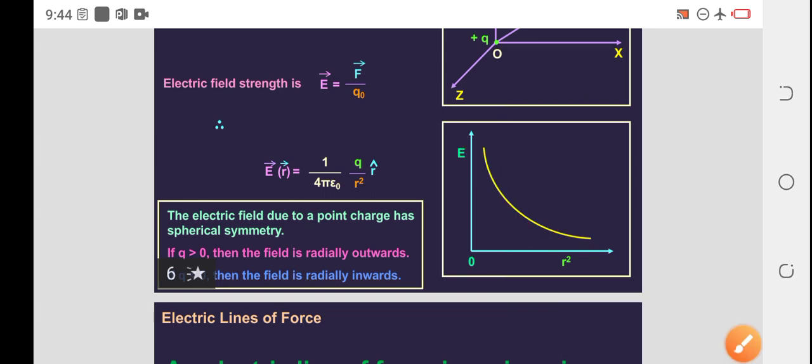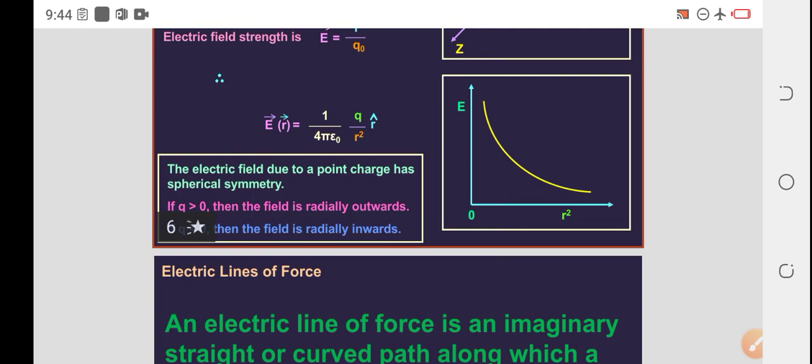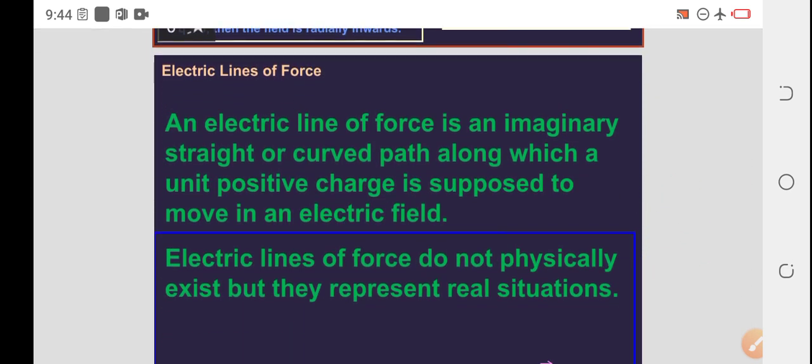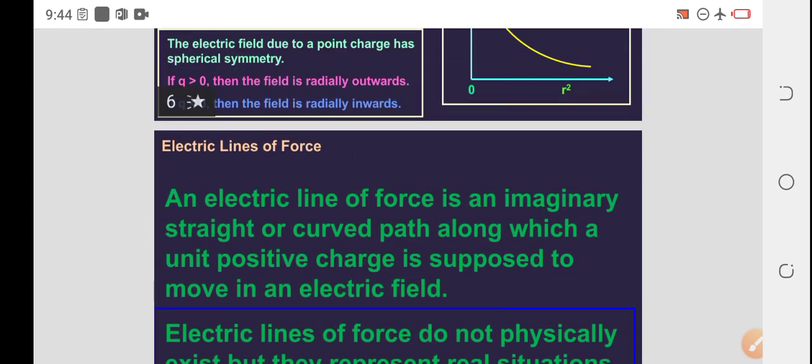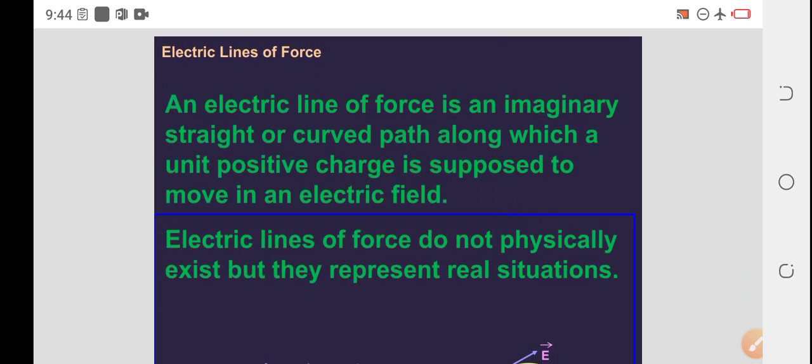If you plot a graph between E and R square, then it is indicating what? It is indicating electric field lines of force. It is indicating spherical symmetry. Now, electric field lines of force.